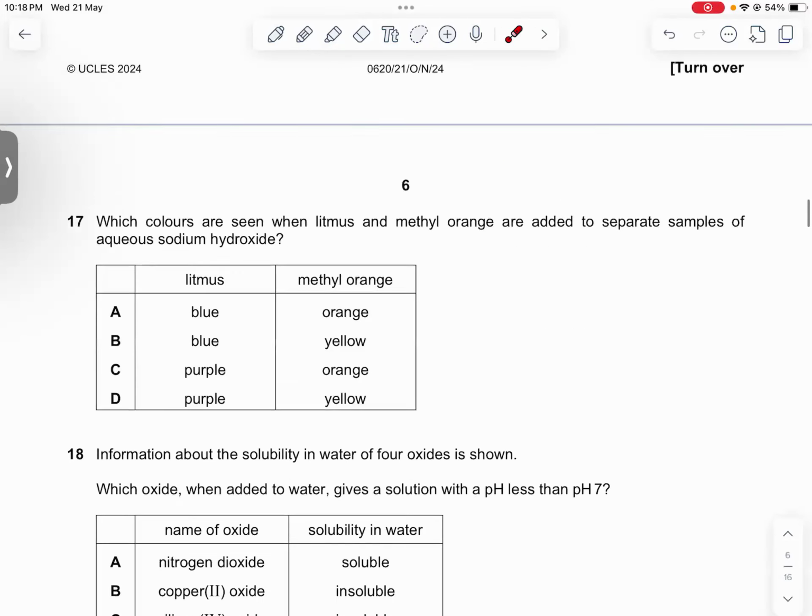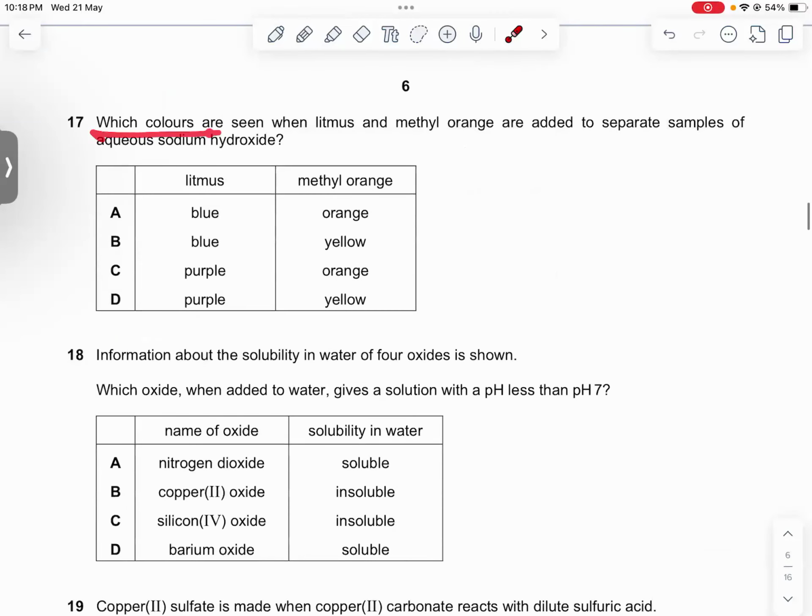All right. Next question, question number 17. Which colors are seen when litmus and methyl orange are added to separate samples of aqueous sodium hydroxide? When litmus is added to sodium hydroxide, litmus becomes blue. When methyl orange is added to sodium hydroxide, in alkaline conditions, methyl orange becomes yellow. So, the answer is B.